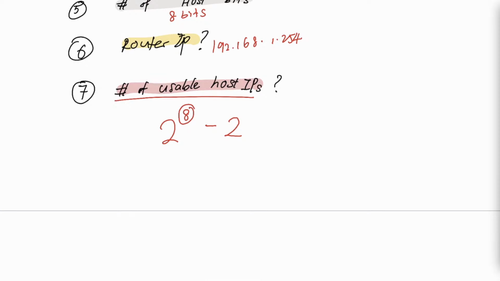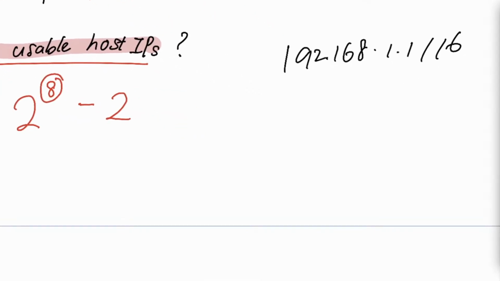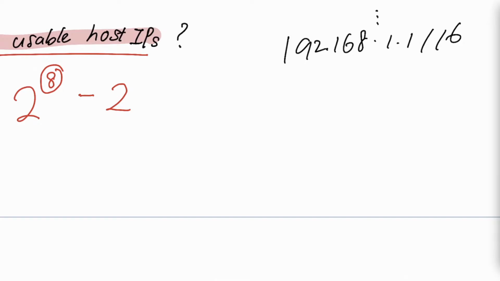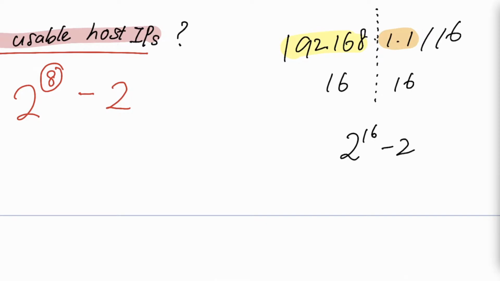Now let me give you one extra example before you go. If I have this IP address, 1.1/16, in this example I will cut it this way. Here will be the network part, and here will be the host ID. If I ask you the same questions, how many bits do I have for the network? It's 16 bits and 16 bits. The number of usable hosts in this case is 2 to the power of 16 minus 2. That is the number of usable host IPs.